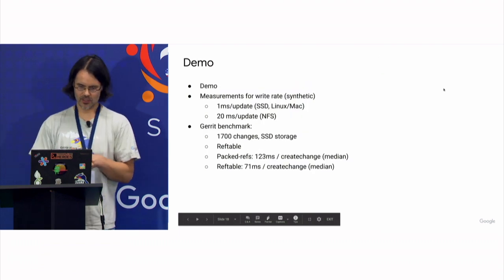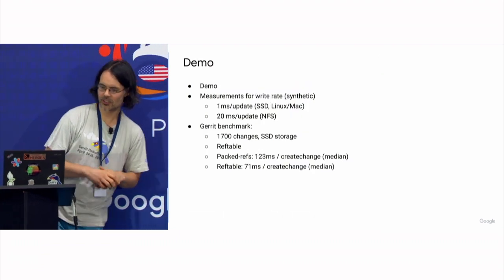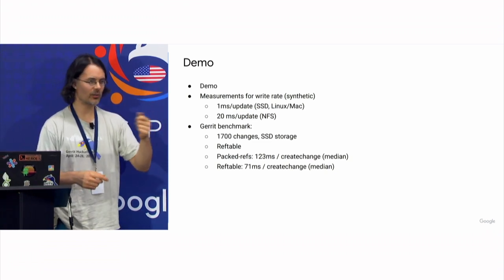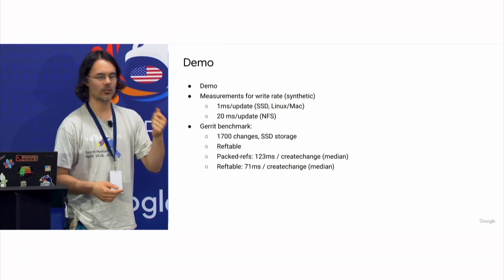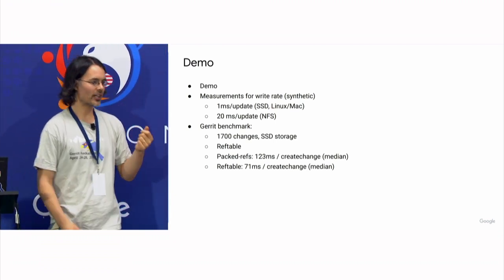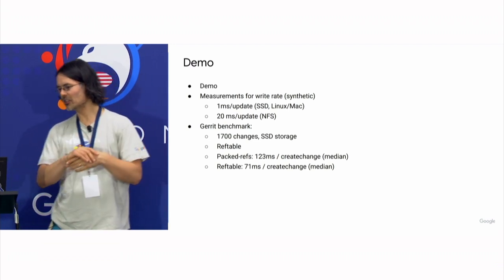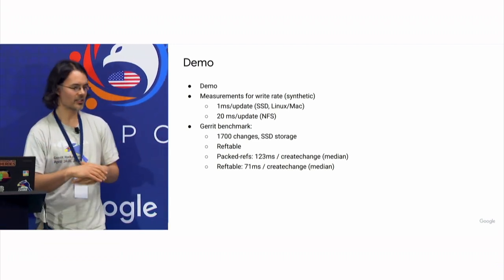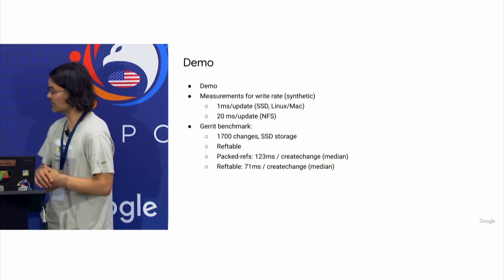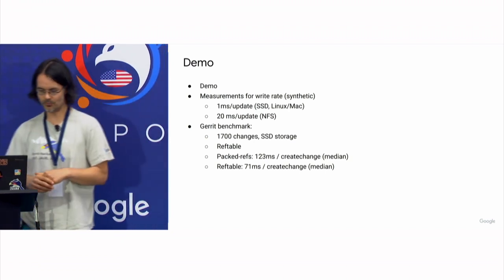So I also did a small benchmark where you just write this data without a Git repository being involved, and you can see you can do about 1,000 writes per second on local SSD, or you can do 50 per second if you have an NFS server. And the benchmark is roughly what I just showed you.